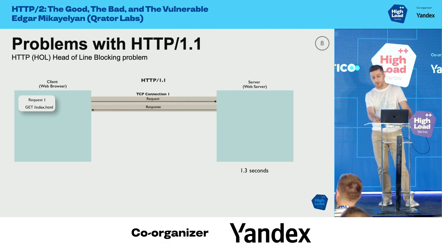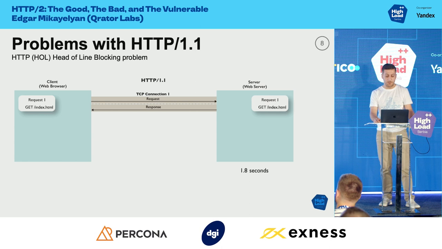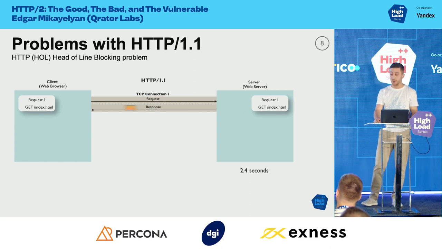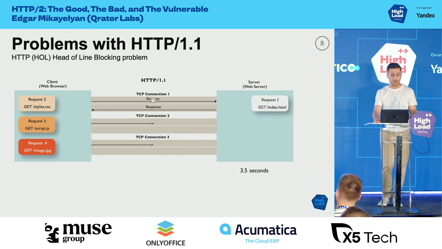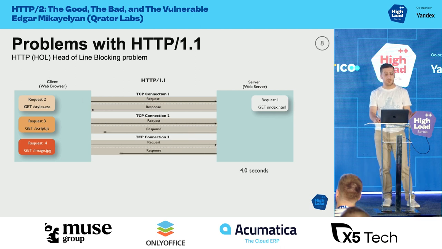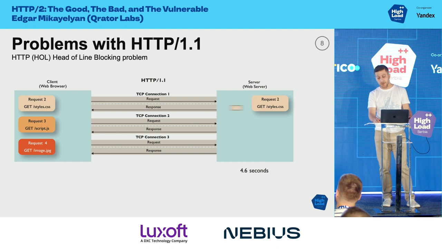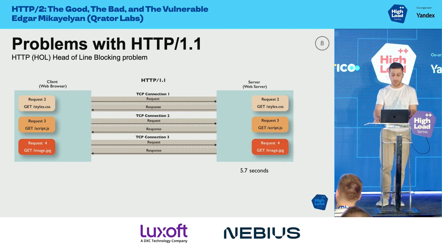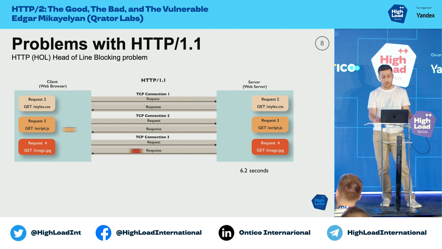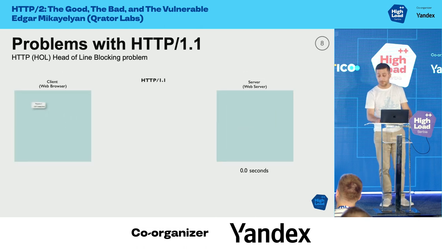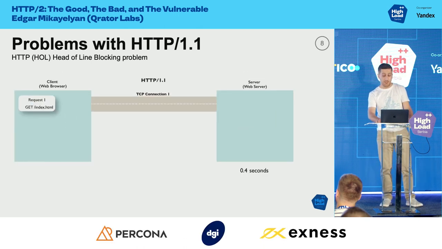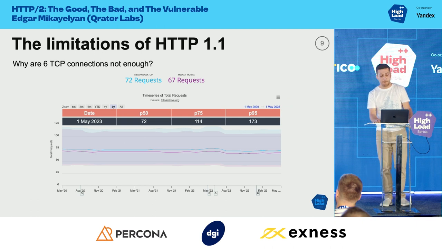Okay, what will happen if I need to send multiple requests? For example, I also need script.js, style.css, image.jpg. The browser has a hack. The browser can establish up to 6 TCP connections. And if one is busy, it can use another one. That seems to be a solved problem. Yeah, let's look at the next slide.